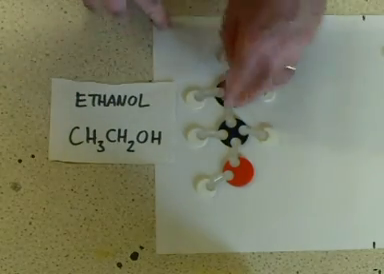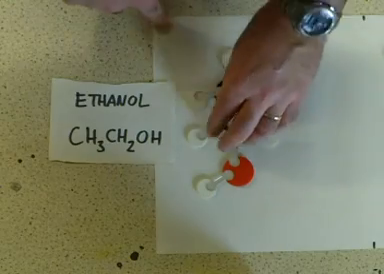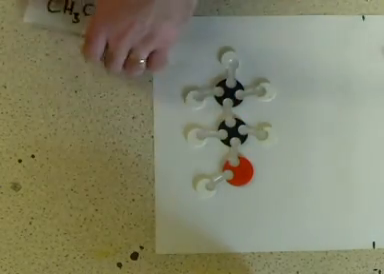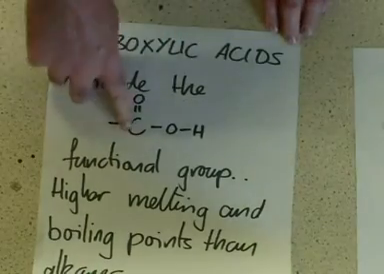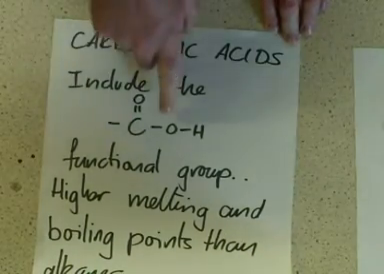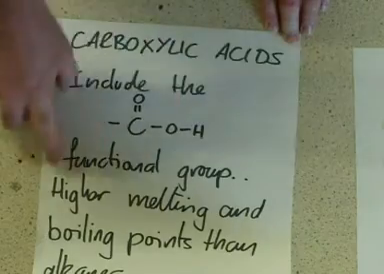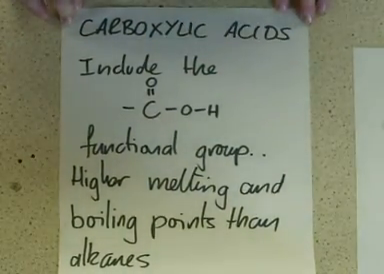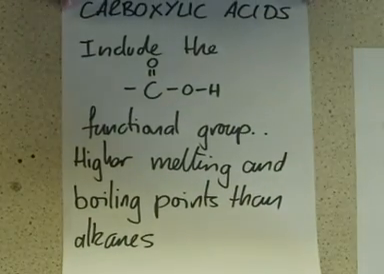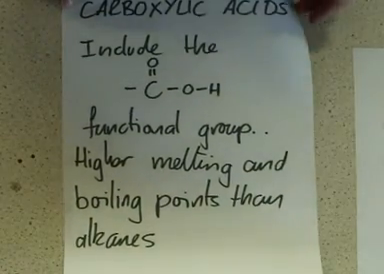The final group of chemicals we need to look at are the carboxylic acids. And the carboxylic acids contain this functional group here, which is a carbon double bonded to an oxygen, bonded to an oxygen and a hydrogen. These have much higher melting points and boiling points than the alkanes, and the example we're going to look at is ethanoic acid, which is also known as vinegar.